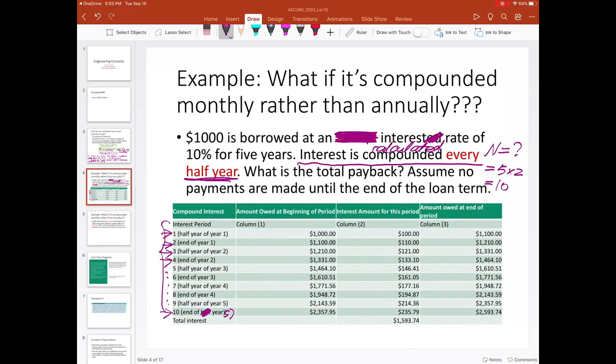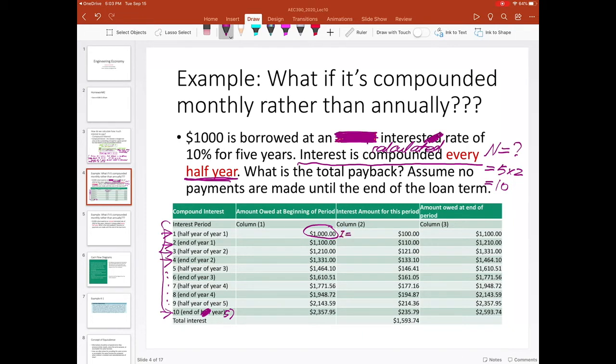Okay, that's why you have 10 interest periods instead of 5. Now the other thing stays the same. At the beginning, you borrow this much, and because this is compound interest, every time you need to calculate your interest, okay?